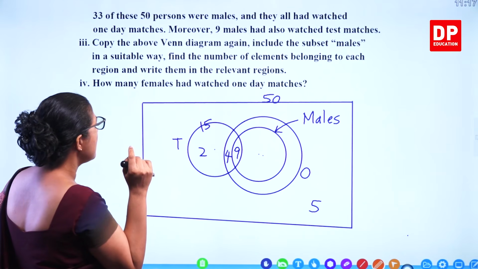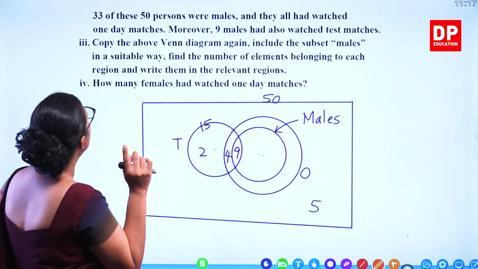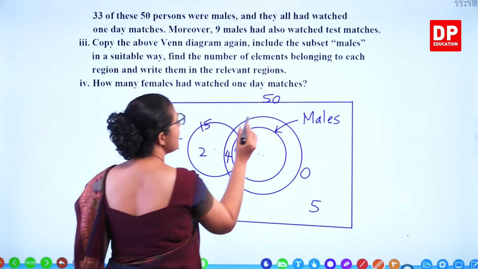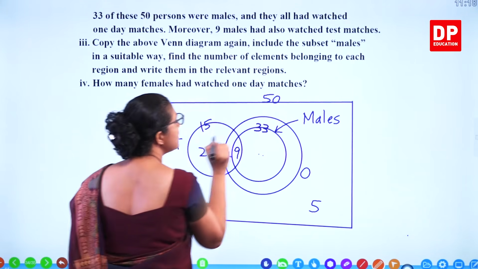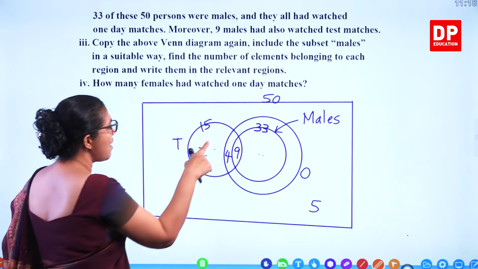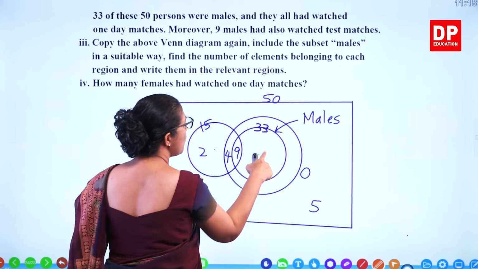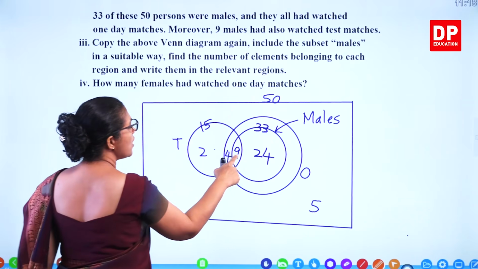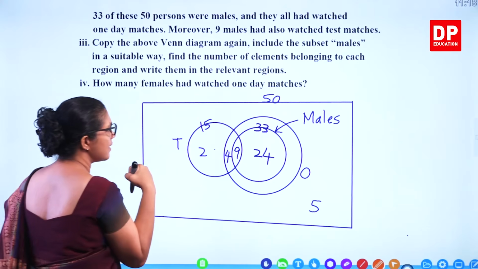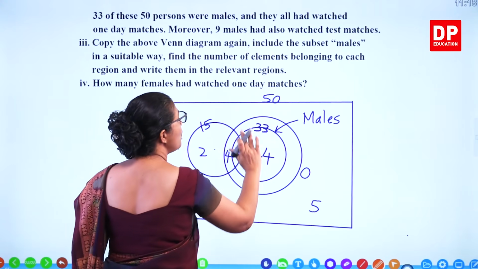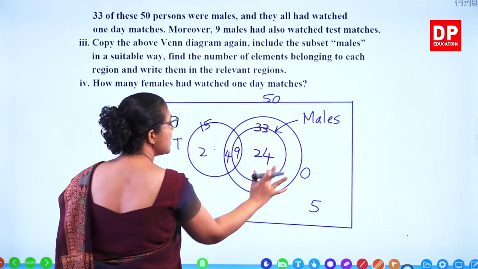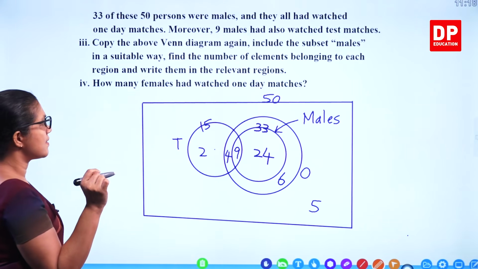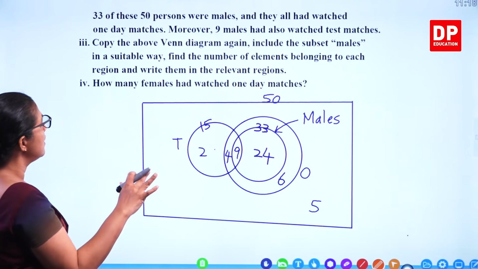Now we can try to fill. 33 of these 50 persons were males. Using that, you can easily do that. 33 is this circle. If this is 33 and this is 9, what is this value? 24. 24 plus 9, 33. And we know this whole thing is, this part is 30 from the previous one. This is 24. That means this is 6. So we filled all regions.